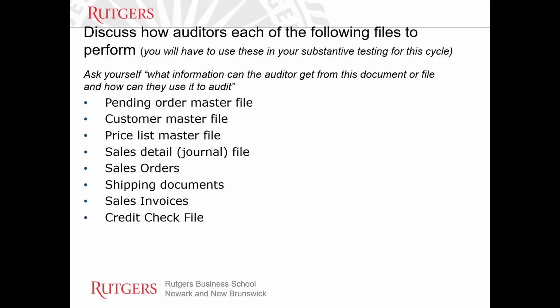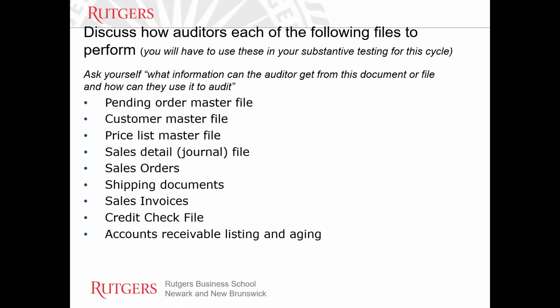The credit check file is going to have a log or history of all the credit checks that were run, who they were run for, and what the results of those credit checks were. Accounts receivable aging, or listing, is also one of those documents we're going to use a lot when we're tracing and vouching, because this is going to be a proxy for the accounts receivable account on the financial statements.